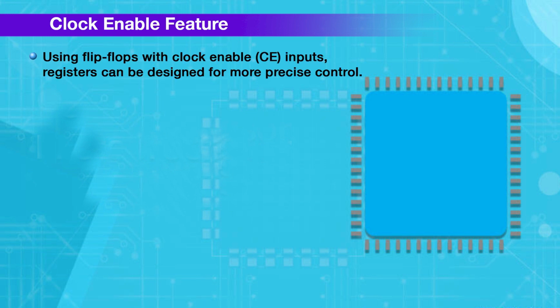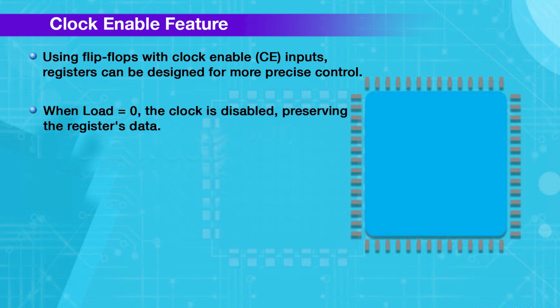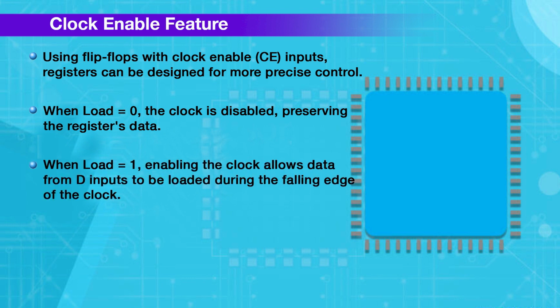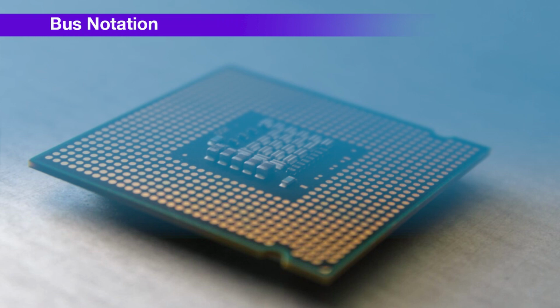Using a flip-flop with clock enable, represented by CE, an input register can be designed for more precise control. When load is equal to 0, the clock is disabled, preserving the register's data. When load is equal to 1, enabling the clock allows data from the D input to be loaded during the falling edge of the clock.